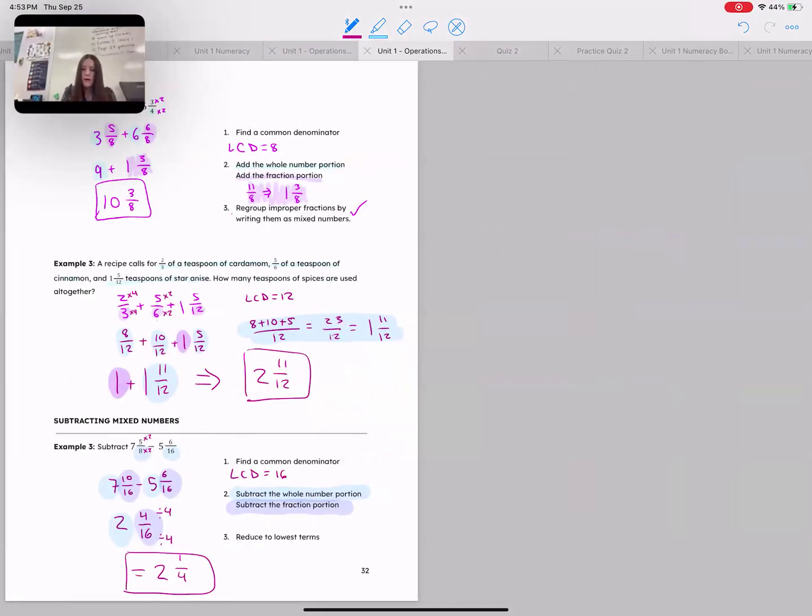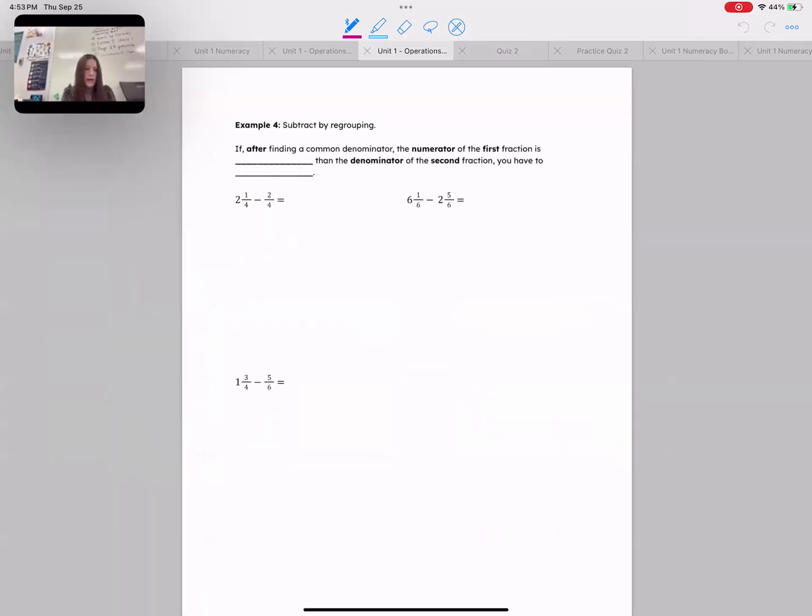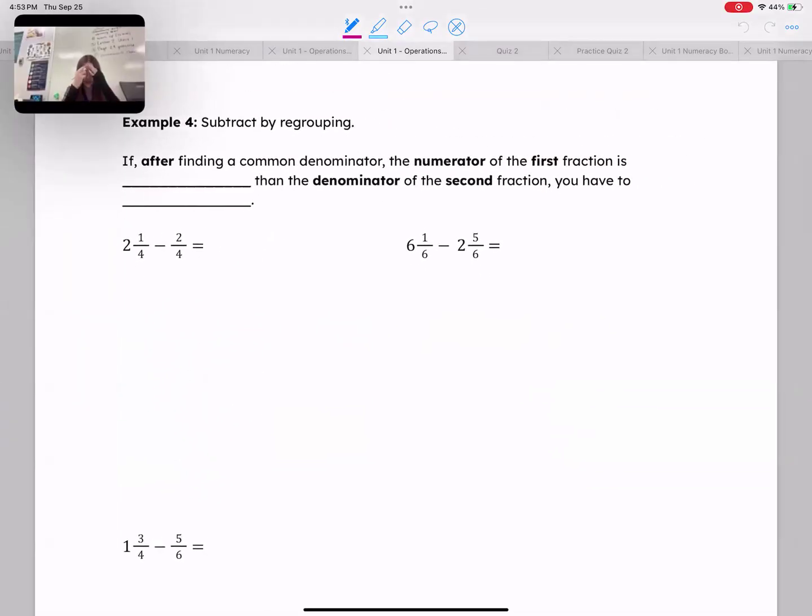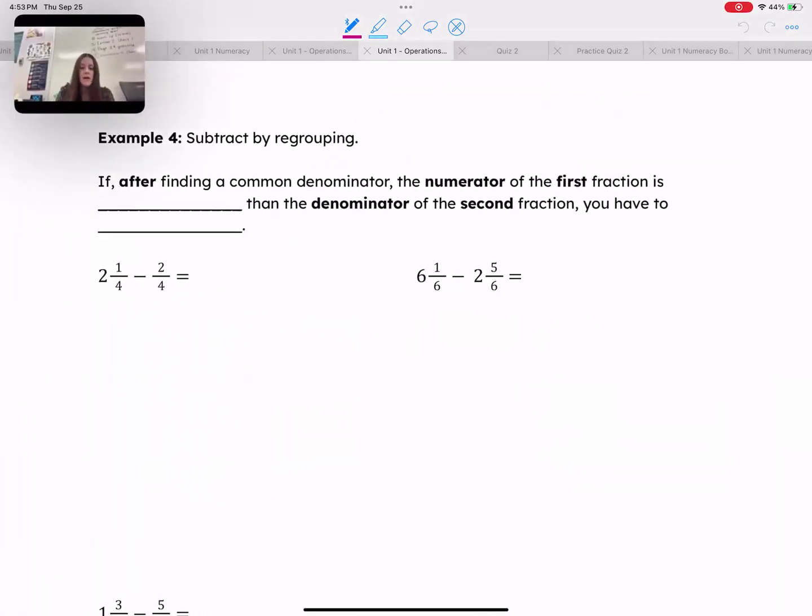We've got one more page here to do. Oh my gosh, this is so much. Okay, one more page here to do.